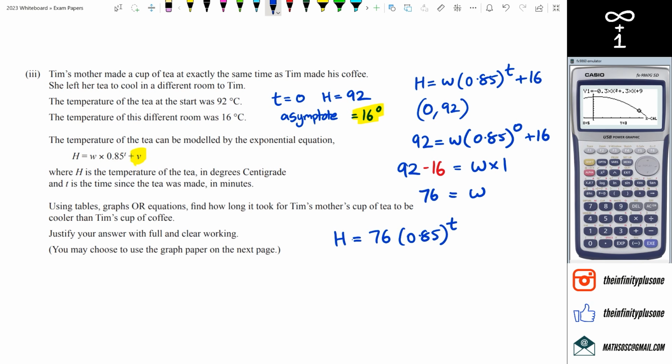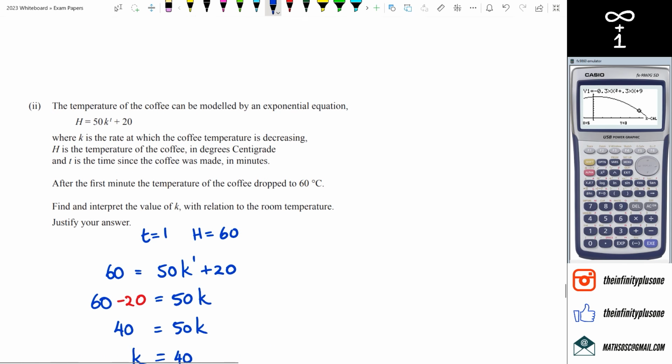Now guys, this question says use tables, graphs, or equation to find how long it took for Tim's mother to blah blah blah, justify your answer with full and clear working. You may choose to use the graph paper on the next page. Now here's the thing, I'm going to go back and get Tim's equation. What was Tim's equation?